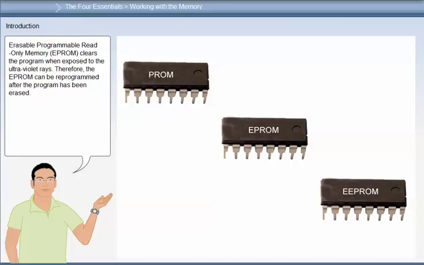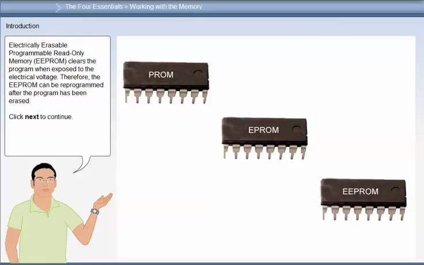Erasable programmable read-only memory, that is EPROM, clears the program when exposed to ultraviolet rays. Therefore, the EPROM can be reprogrammed after the program has been erased. Electrically erasable programmable read-only memory, that is EEPROM, clears the program when exposed to electrical voltage. Therefore, the EEPROM can be reprogrammed after the program has been erased.